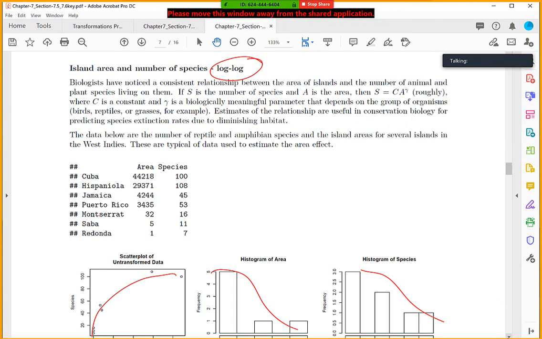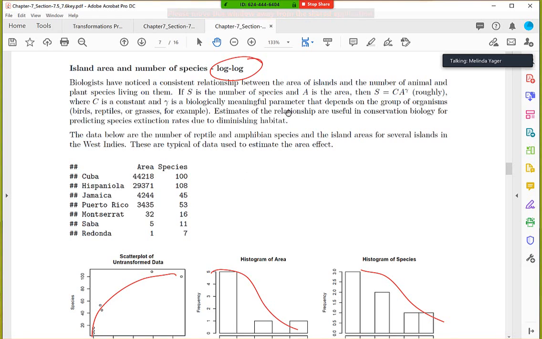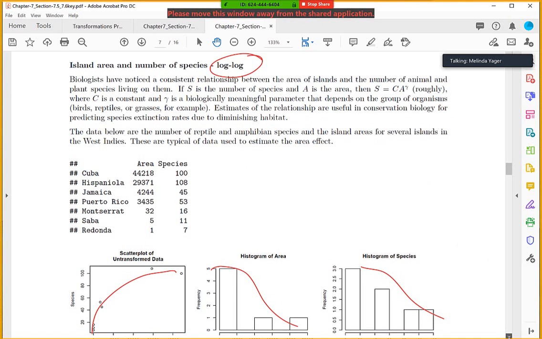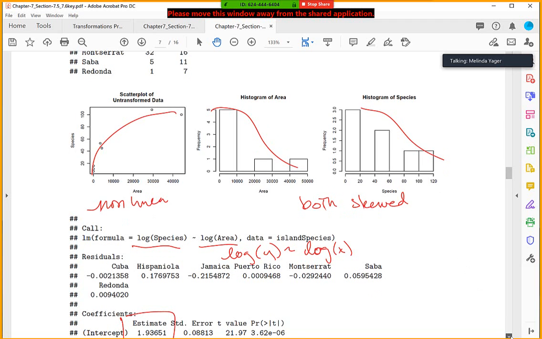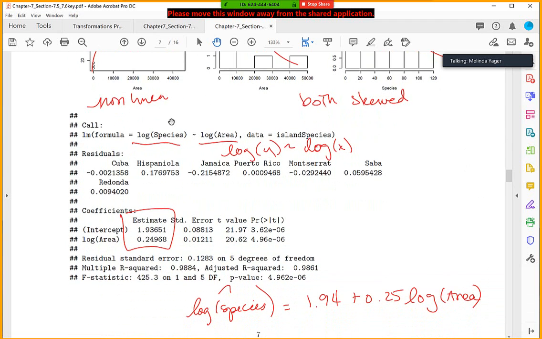Okay. All right, so the last transformation we'll talk about is a log-log transformation. So we're taking the log of both the explanatory variable and the response. This is looking at the relationship between the area of an island, like the square area of an island, and the number of animal and plant species living on them. Here we can see that both of these distributions are skewed. So it makes sense to take a log transformation of both the response variable species and the explanatory variable area.